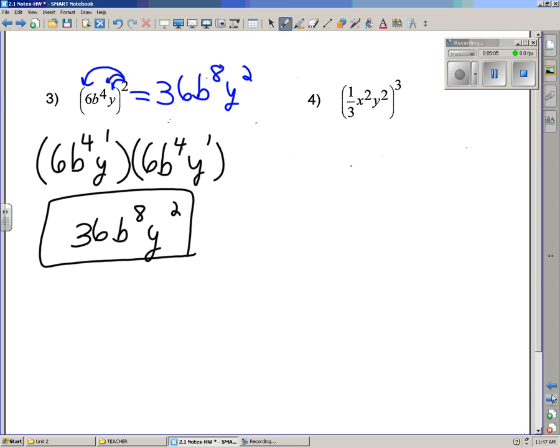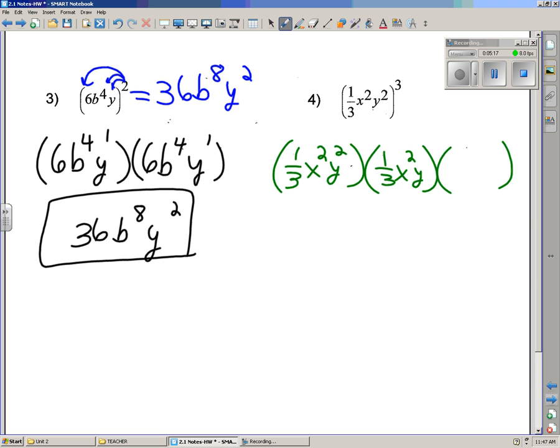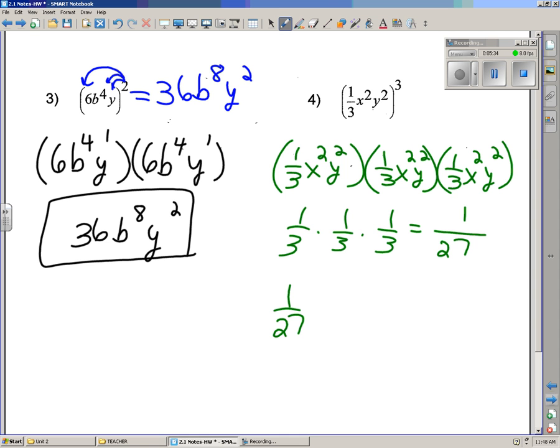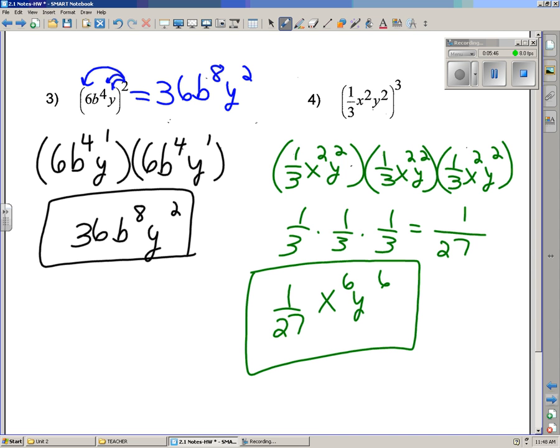Next one, I will write this out the long way as well. My outside exponent is 3. There are 3 parentheses. In each, 1/3 x squared y squared. Don't let the fraction fool you. You know how to multiply fractions. 1/3 times 1/3 times 1/3. Top, top, top is 1. Bottom, bottom, bottom is 27. So we've got 1/27th. And then I have x to the total amount, and it's going to be 6. And y, whoopsie, y to the 6th as well. Y to the 6th. And there's your final answer on that one.